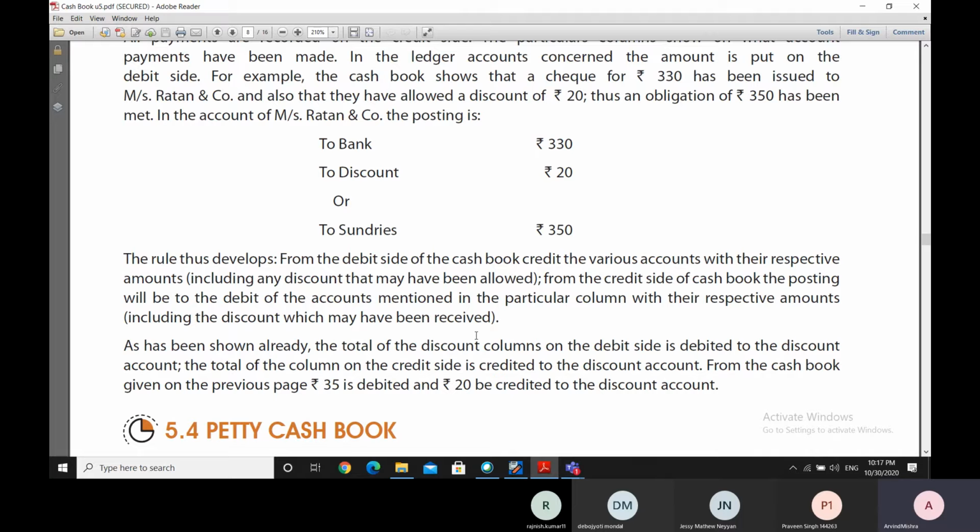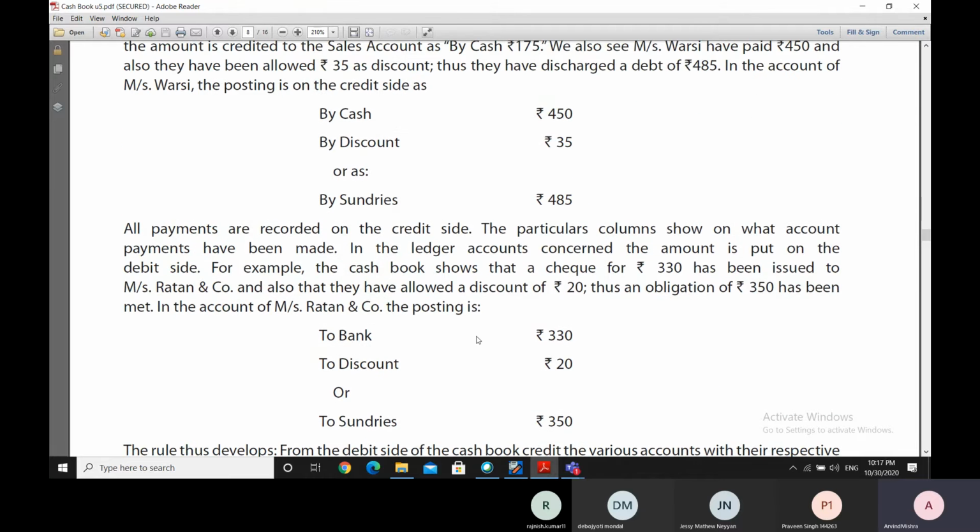To read this again, from the debit side of the cash book, whichever accounts are mentioned in the particulars column, we'll be posting to the credit of those accounts. And from the credit side of the cash book, the posting will be to the debit of the accounts which are mentioned in the particulars column, as we have done out here also.